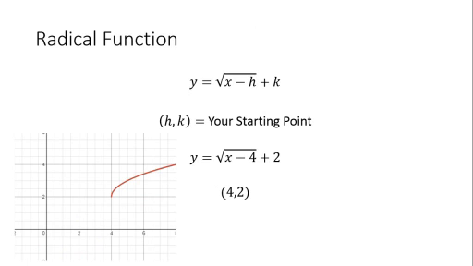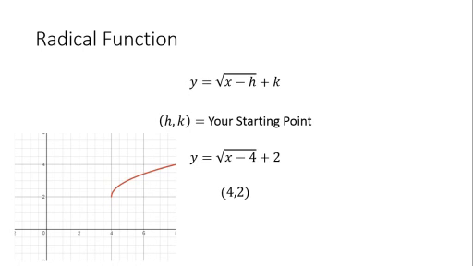Now, next thing we have is our starting point. With these radical functions, we're going to be adding or subtracting numbers. So we're going to have y is equal to the square root of x minus h, plus k. As you notice, the k is on the outside of the radical, and the h is on the inside.